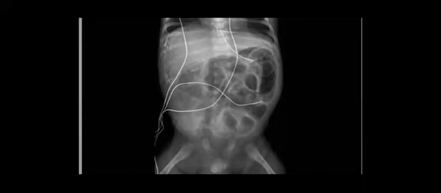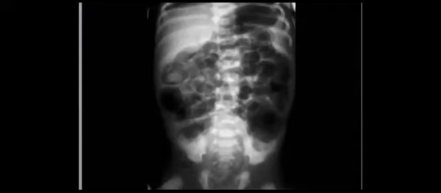Okay, so anyway, let's see this case, it's another case. Necrotizing enterocolitis. What?